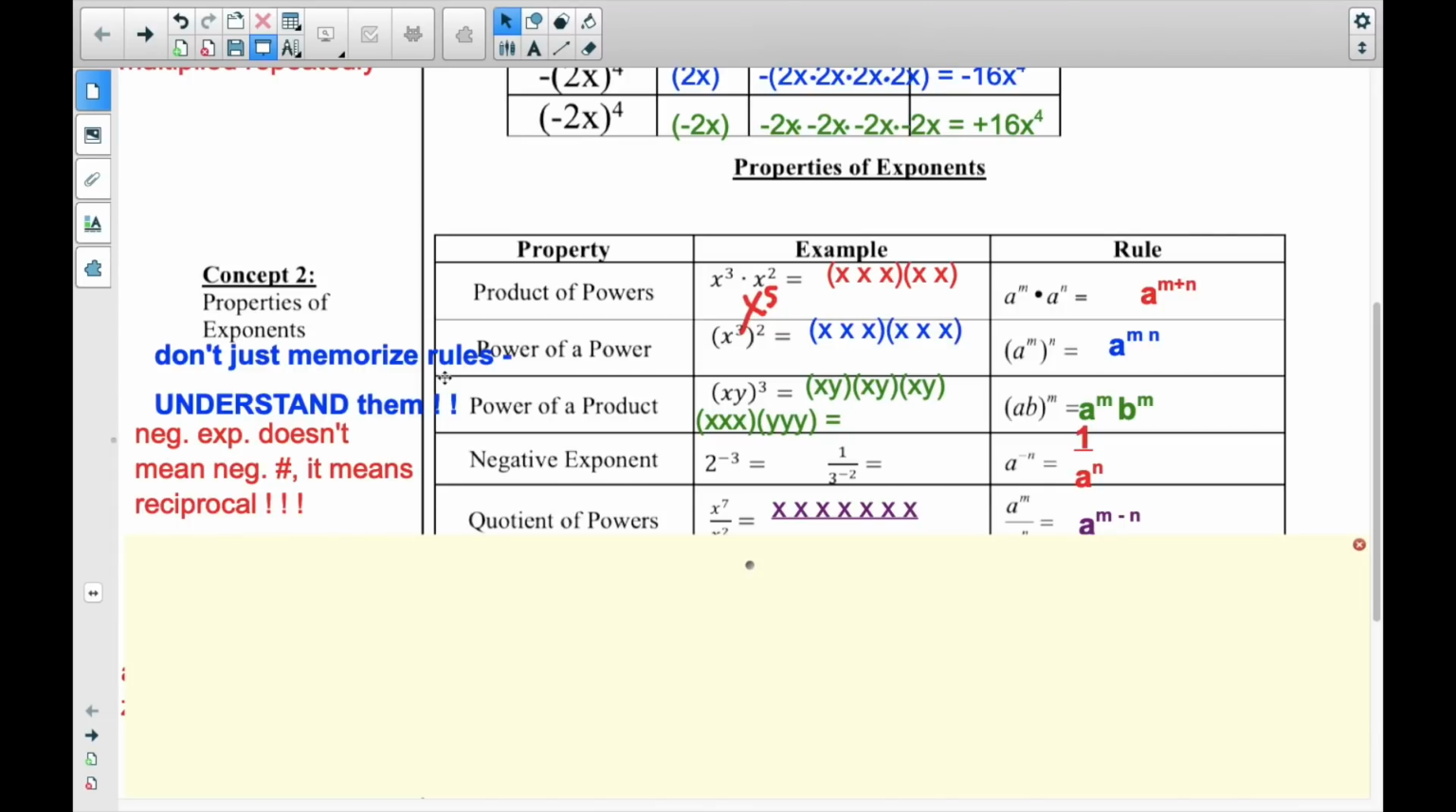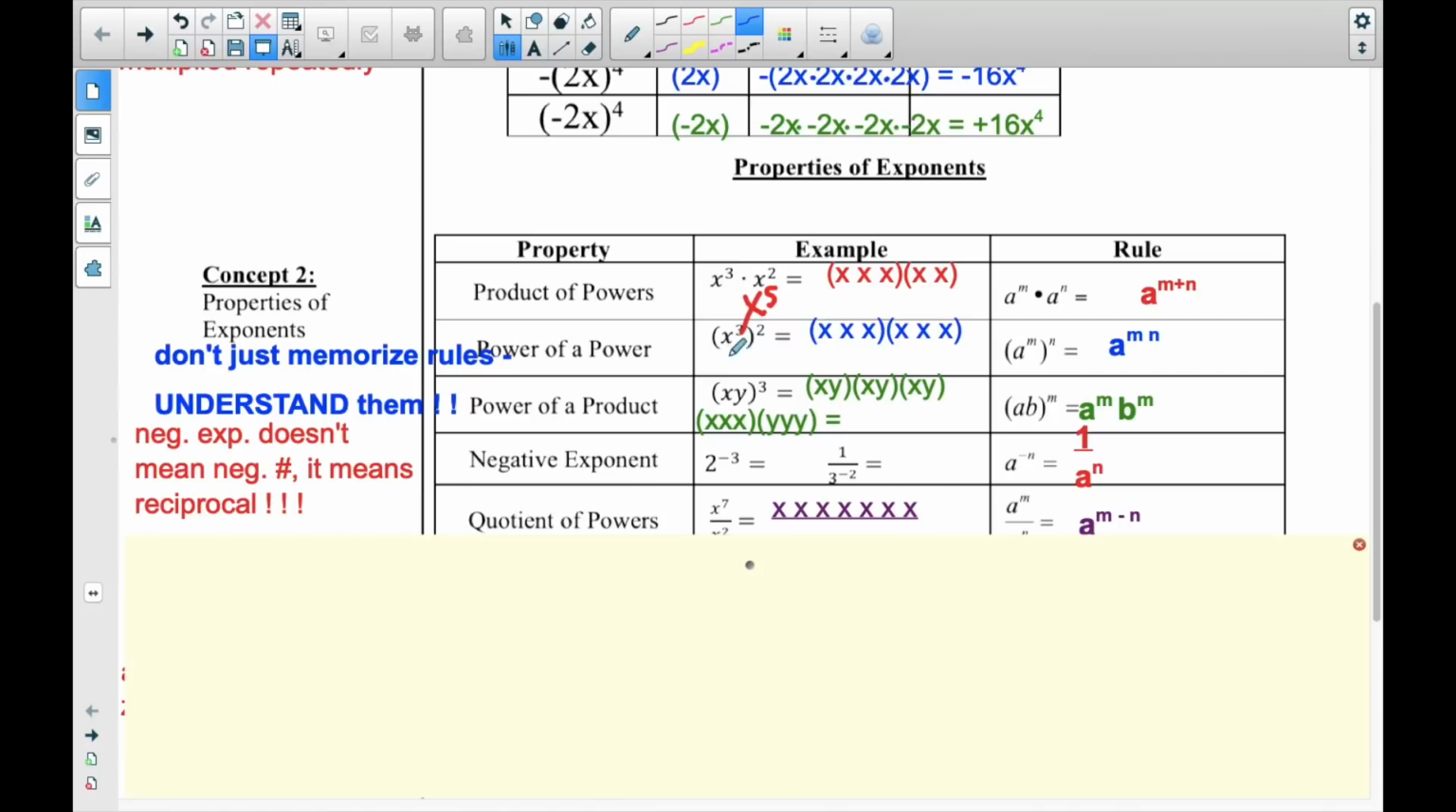So I really like to always go back to writing it out the long way. Once you've written it out the long way, you understand the rule, that's fine. You don't have to write it out every time. But I'm going to show it here, writing it out, so that you really understand why the rules are what they are. The next example is a power of a power.